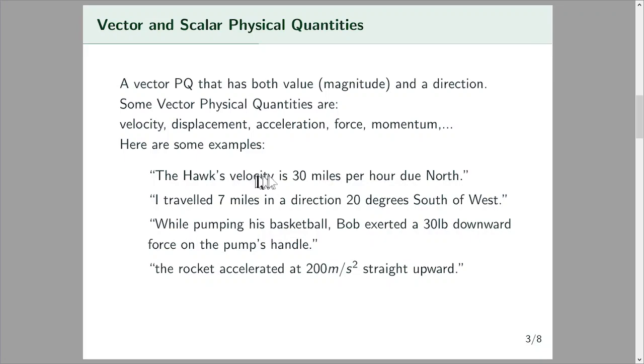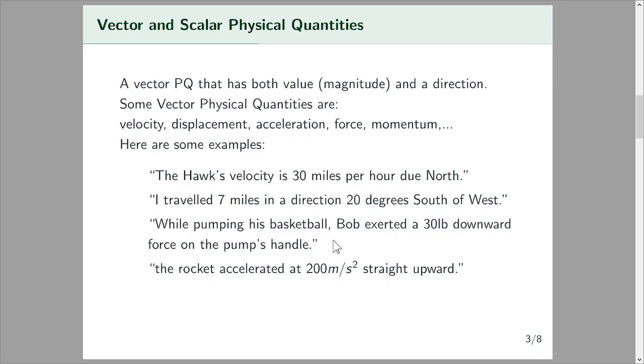I can say I traveled 7 miles in a direction 20 degrees south of west. That would be a displacement, right? I traveled 7 miles, that's how far I traveled, that's the distance or the length. And then the direction is 20 degrees south of west. That makes it a displacement. A displacement is a vector version of a length. It includes the direction. Anytime you're including the direction in something, you're making a vector out of it.